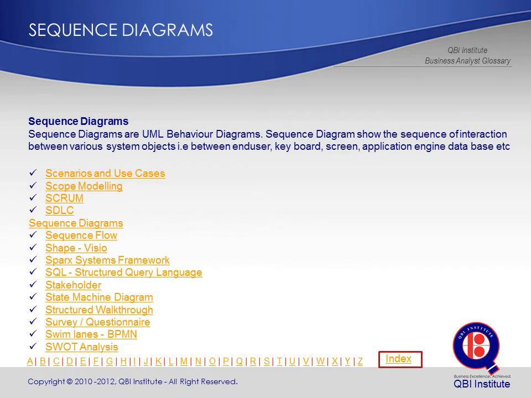Sequence diagrams. Sequence diagrams are UML behavior diagrams. Sequence diagrams show the sequence of interaction between various system objects, that is between end users, keyboard, screen, application engine, database, etc.